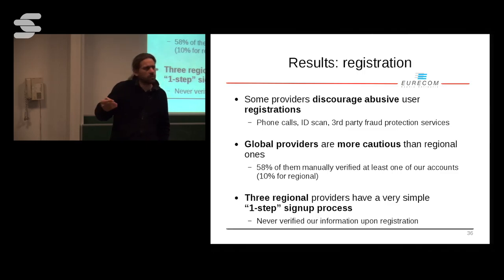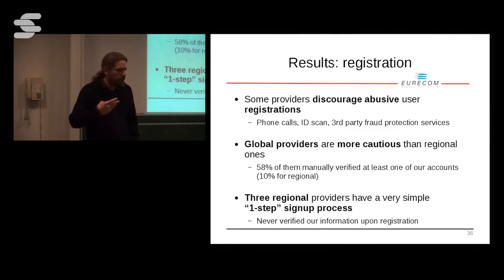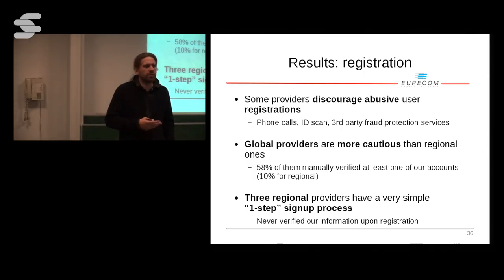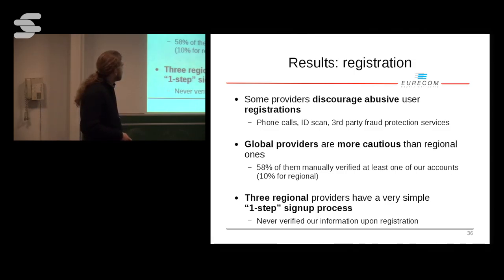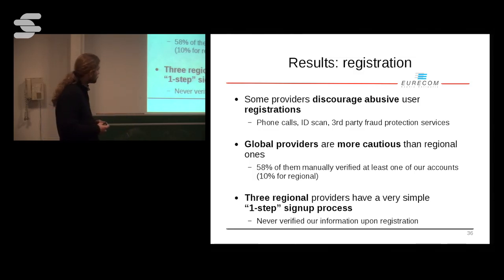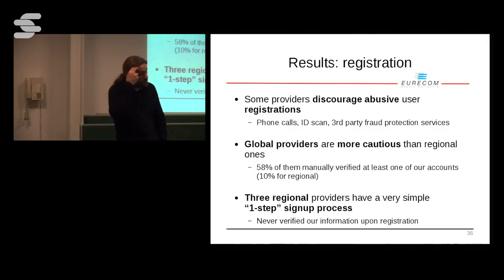After you register a few websites on the same provider, they start to ask you for a lot of details, right? They make phone calls to verify the identity, ask for an ID, and they have third-party protection services that correlate your IP address with the billing address you give or the credit card number, and so on. And our IP address was not in the same place as we actually were, so it was a problem for us. We found that those global providers, very big ones covering multiple countries, pay more attention to this, right? Half of them actually verified some of our accounts manually. And there was a lot less of that for the small regional providers. And there were some regional providers with a very simple registration process.